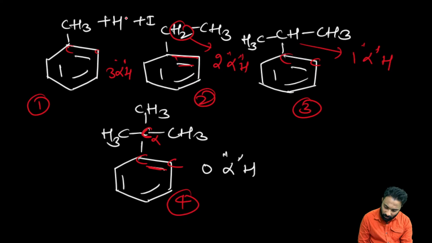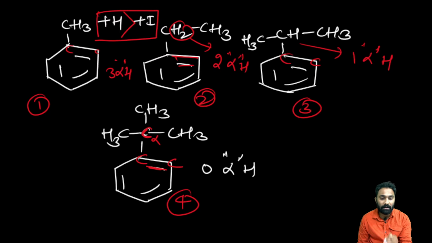Now for this toluene, the plus H effect is more dominating than the plus I effect. Done. The plus H effect is more dominating than which one? The plus I effect.